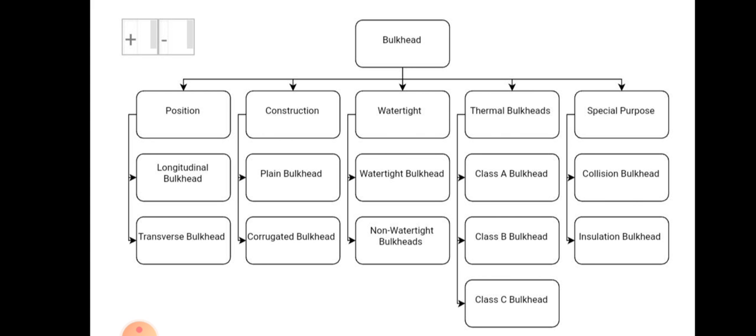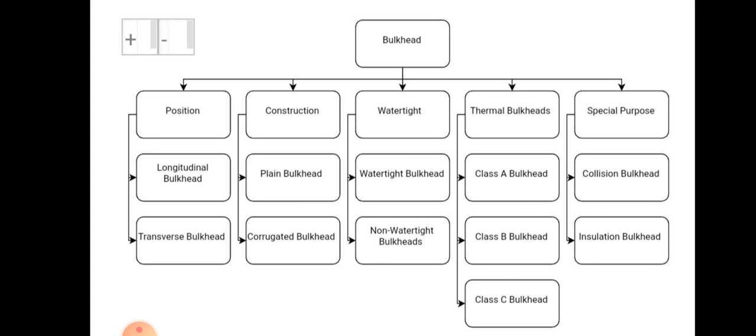Based on position, they are divided into longitudinal bulkhead and transverse bulkhead. Based on construction, they are divided into plain bulkhead and corrugated bulkhead. Based on watertight capability, they are known as watertight bulkhead and non-watertight bulkhead.